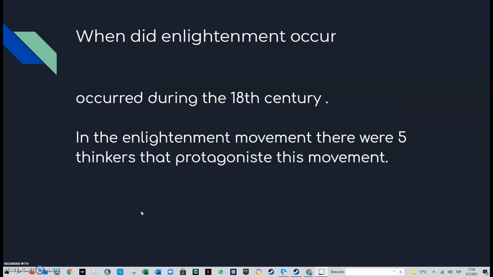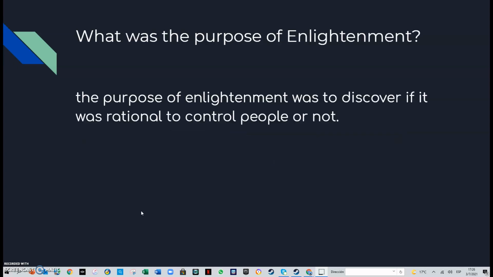When did Enlightenment occur? Enlightenment occurred during the 18th century, and it was protagonized by 5 thinkers. What was the purpose of Enlightenment? The purpose of Enlightenment was to resolve their question, that was if it was rational to control people or not.